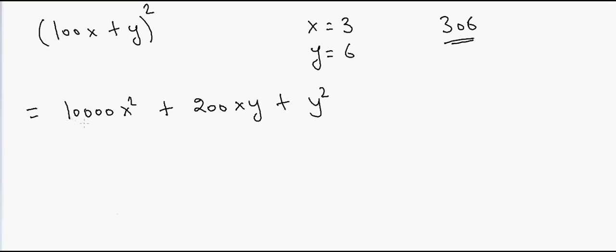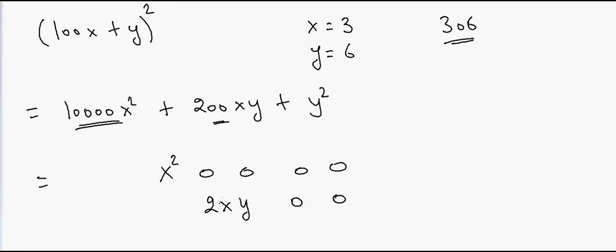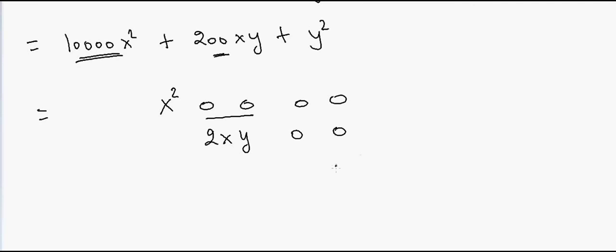Now you can see that we have 4 zeros for x square, 2 zeros for 2xy, and no zeros for y square. So if we add them together, it will look something like this: x square 0 0 0 0, and then we have 2xy 0 0. So this 2xy will go onto the next two digits here, right? And then we have y square, which will go here. Because there is a 0 here, the y square can occupy these two digits in the end.